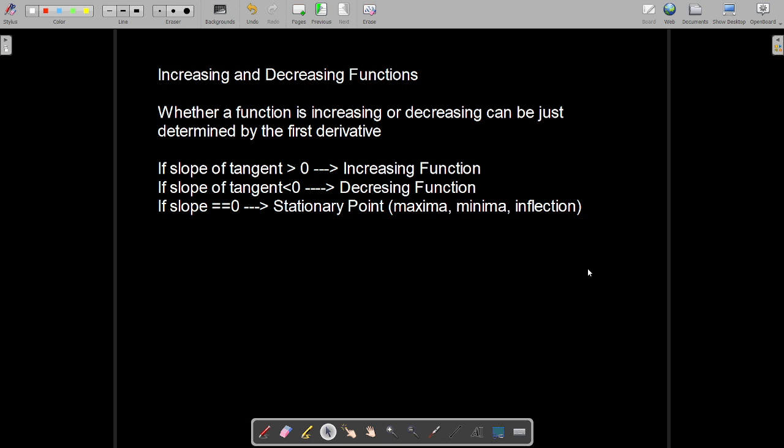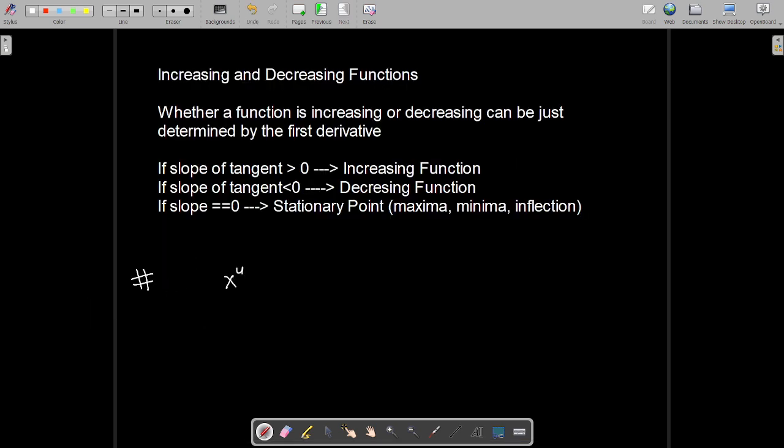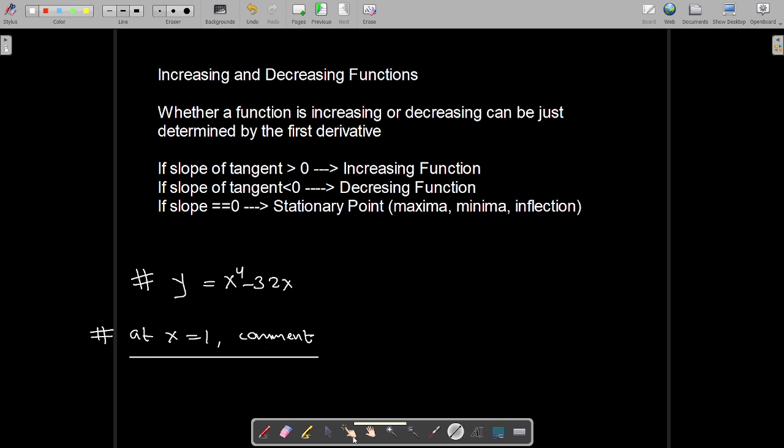So just a question. Let's take the previous example: x power 4 minus 32x at x equals 1. What can you say about the function? Is it an increasing function, decreasing function? When x is equal to 1, just comment. Is it increasing, decreasing, or a stationary point?